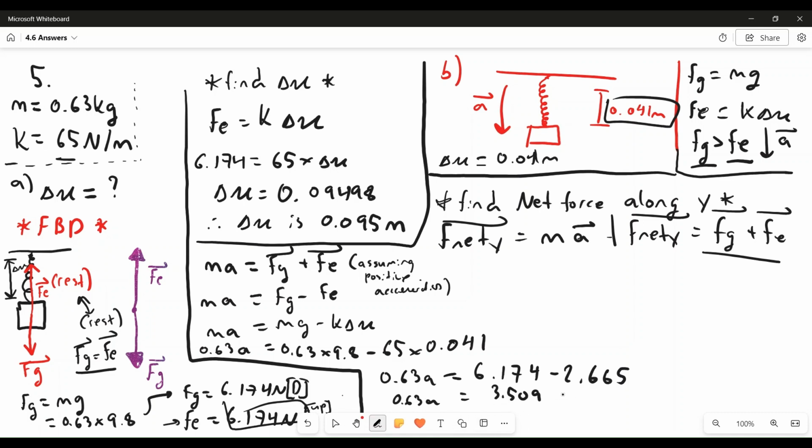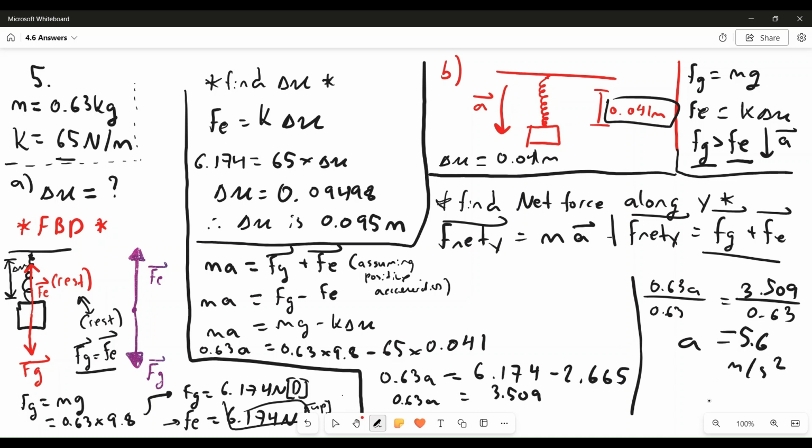So 0.63a equals 3.509. We're going to divide by 0.63 on both sides to help isolate the a, the acceleration. And so in the end, what you should get is 5.6 meters per second squared. And again, remember it's moving downwards, so the direction would be down. So that is how you find the acceleration for a question like this.